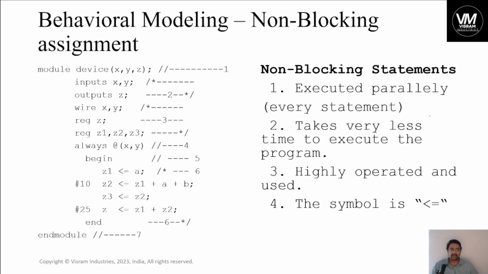So did I miss anything? Executed parallelly. Every statement is executed parallelly. The answers or values will be assigned parallelly. It is highly operated and used. Remember these two points. Then the symbol will be less than or equal to.